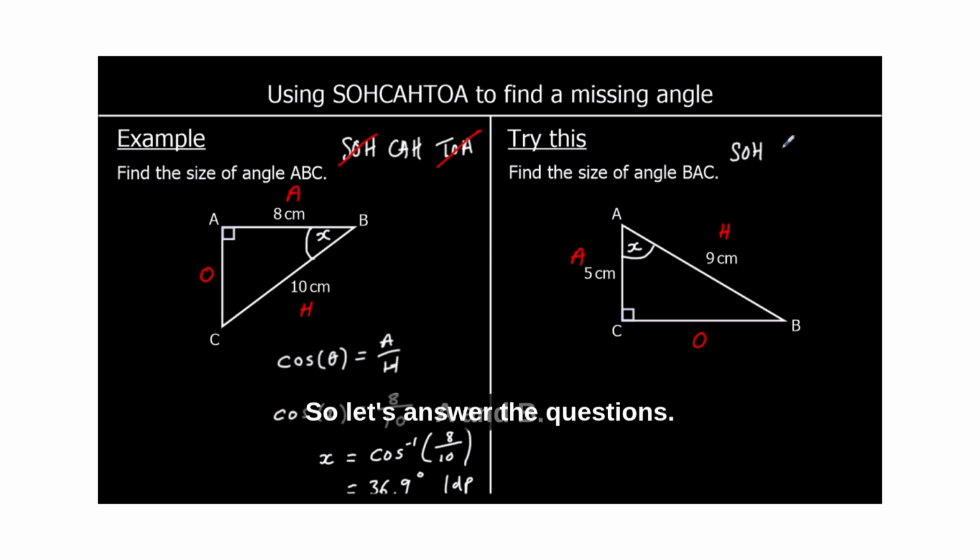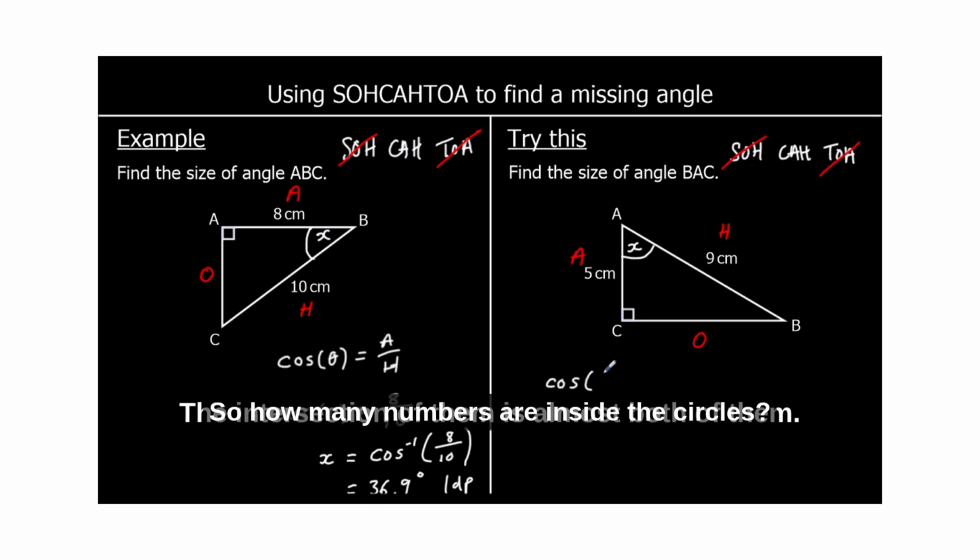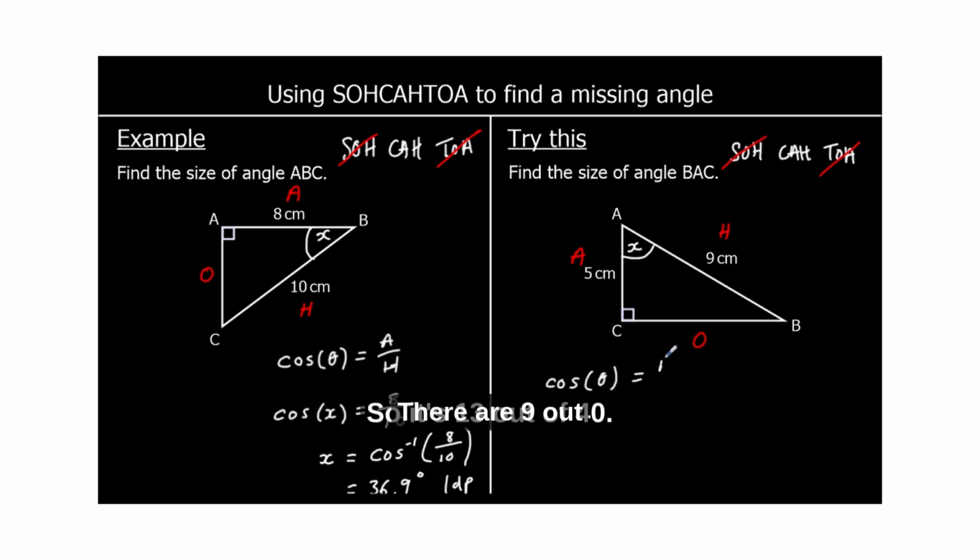So which ratio are we using? Is it a sin, cos, or tan? We are using A and H. A and H are in the question. O isn't. We don't know what it is and we're not trying to work it out. So we're using CAH again. So cos of the angle equals A over H.